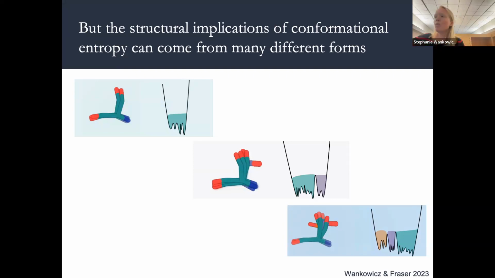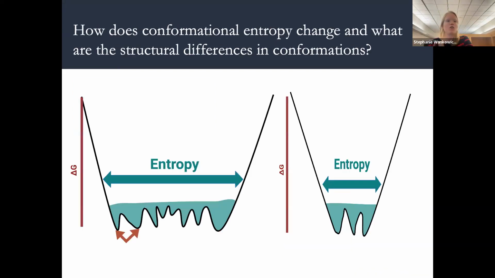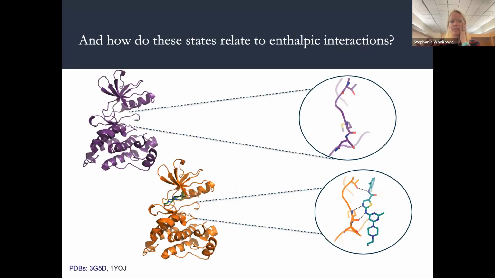And so the only way really to get this information is by modeling structural ensembles, right? By using qFit and other tools that are able to model these structural ensembles, we can really understand what entropy is doing. And so the question is, how does conformational entropy change between perturbations, the width of this, but also what are the structural differences in conformation? And importantly, how does this relate to enthalpic interactions?